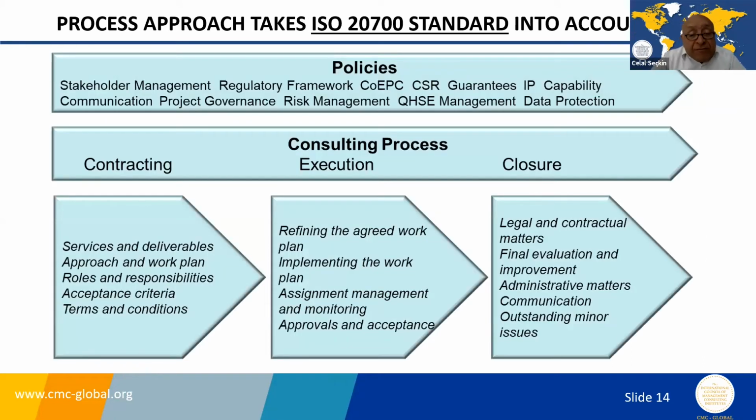And in this slide, if there's no question, I will just continue. In this slide, we try to emphasize the ISO 27700 standard. And this is focusing on the process itself, the consultancy service process. And as you know, it has 3 main phases: contracting, execution, and closure. It describes 3 phases: contracting, execution, and closure of the project, the consultancy project.